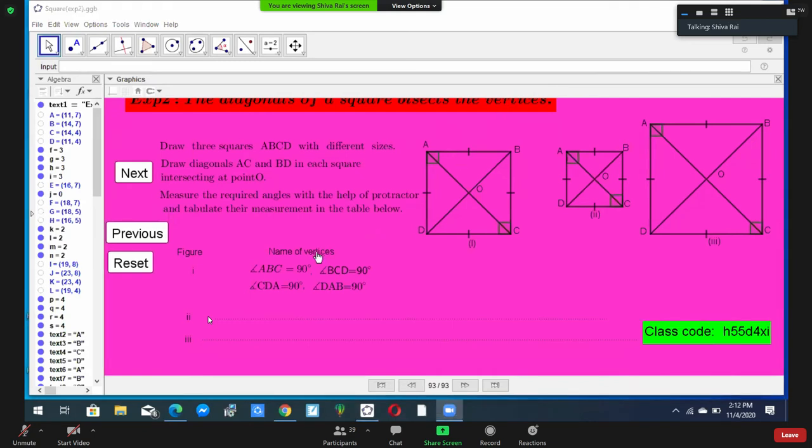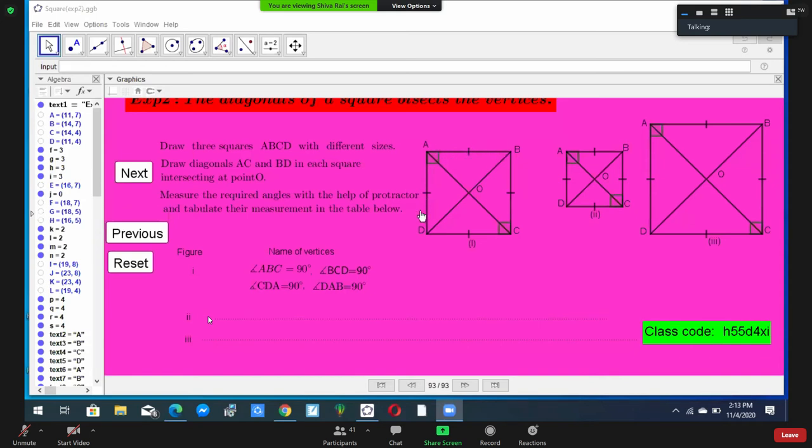So like this, the names of the vertices: these are four vertices. This one, and this one. In short form, vertex A, vertex B, vertex C, vertex D. But using three letters, for B we have to write angle ABC. For C we have to write angle BCD. For D we have to write angle CDA. And for A we have to write angle DAB or BAD.